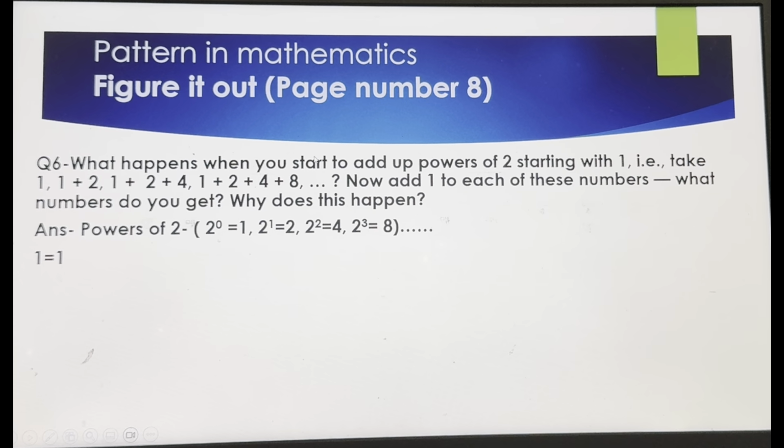Right? These numbers. Now how do we have to add them? We have to add them. This is given: 1, 1 plus 2, 1 plus 2 plus 4, and then add 1 to each of them. So 1 is equal to 1. Then 1 plus 1 gives you 2. Then 1 plus 2 gives you 3. Then add 1, so you get 4. Right?